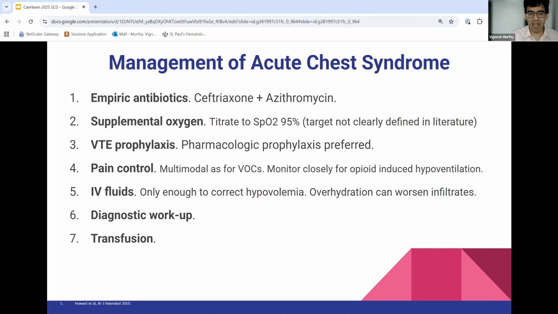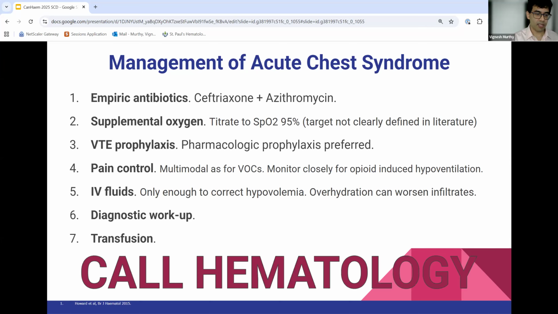with a target. 95% is probably a collectively agreed target, but the target's honestly not clearly defined in the literature. It's not 100%, I can say that. VTE prophylaxis, pain control, but monitoring for opioid-induced hypoventilation, which could worsen the hypoxemia. The fluids here, this is really important. This is really only enough and only if required to correct hypovolemia, because overhydration can definitely worsen acute chest syndrome.